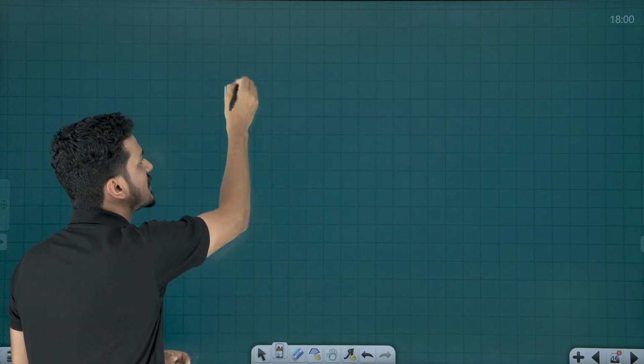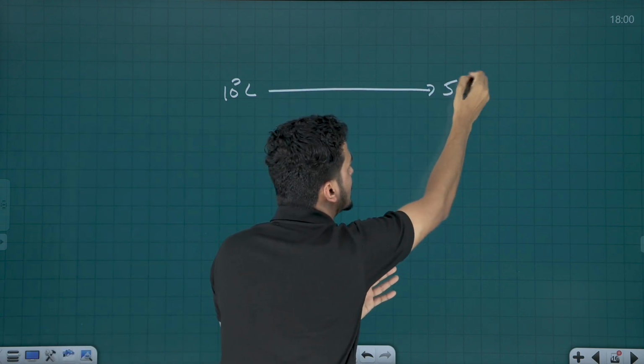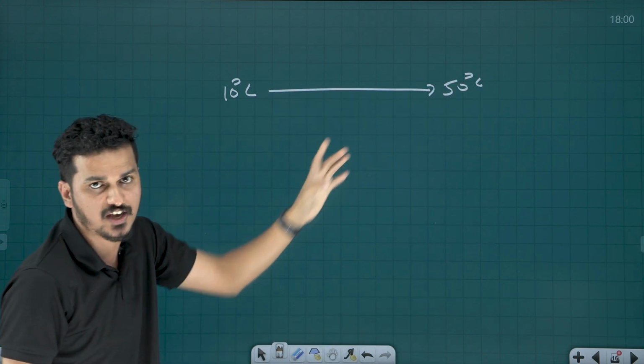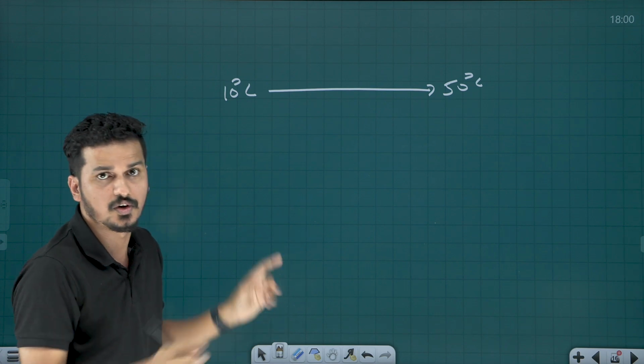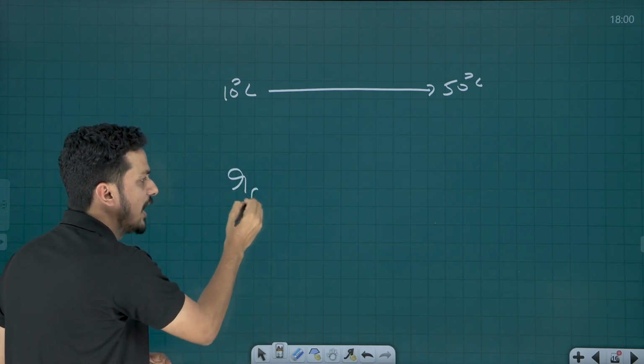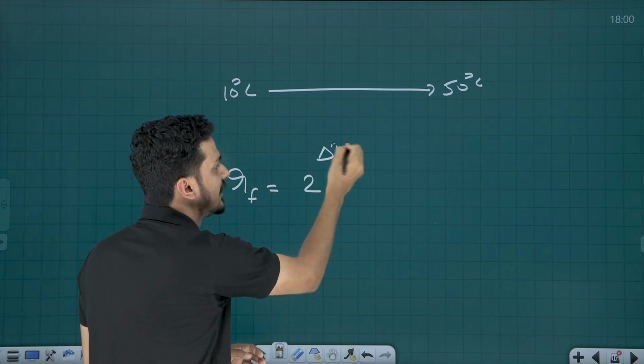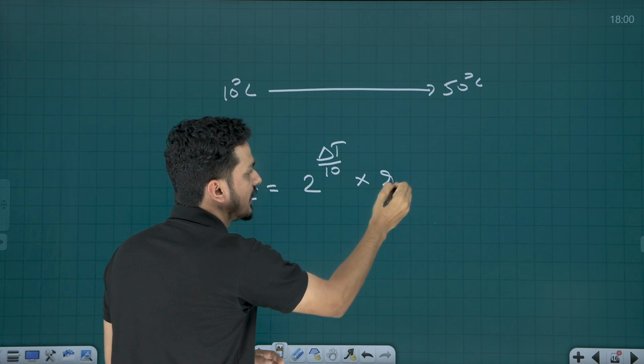Suppose 10 degrees Celsius is the initial temperature. When you are increasing this temperature to 50 degrees Celsius, what will happen to its rate of reaction? That's the question. So here the temperature coefficient is 2. Then the final rate is equal to, you can find out by using the formula, 2 raised to delta T by 10 into R initial.